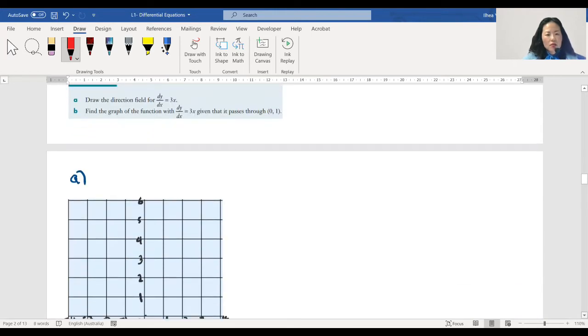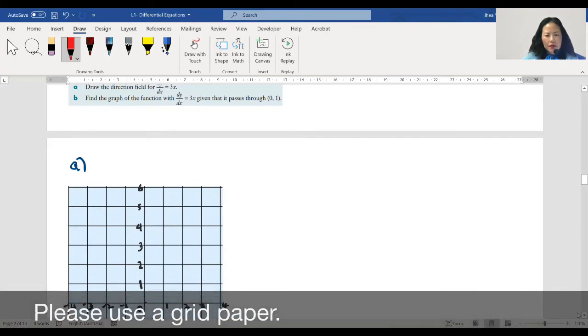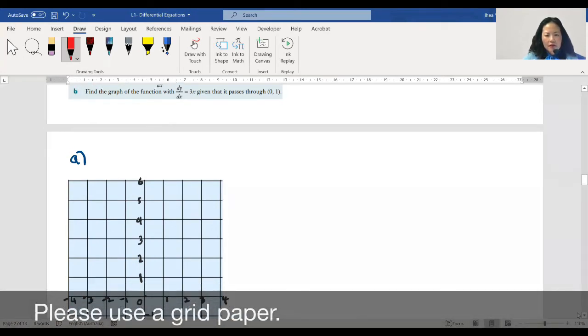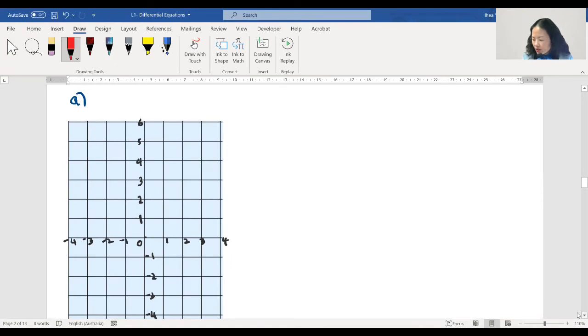So we've got to draw the direction field for dy/dx equals 3x, and then we need to find the graph of that at (0, 1). Okay, so I've got this. First thing we need to think about is sort of plotting it. It's not really plotting of points, but we are sort of plotting the gradients. So I will use a table, okay?